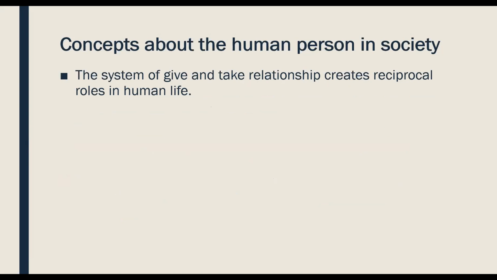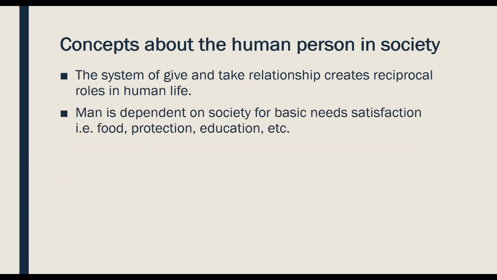In a society, the system of give and take relationship creates reciprocal roles in human life. In here, in a society, man becomes dependent for basic needs satisfaction, like the need for food, protection, education, and etc.